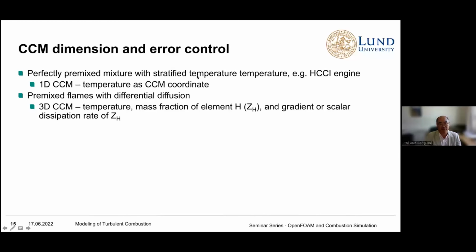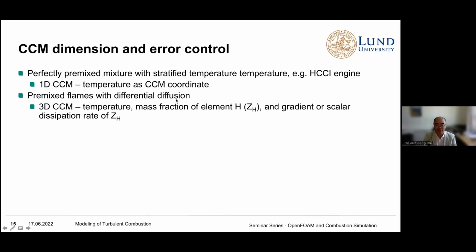perfectly premixed mixture with a stratified temperature, which is HCCI engine type of combustion, CCM can be just 1D. This is temperature. And some of you who are familiar with the earlier works of HCCI know that people used a multi-zone method to compute the HCCI engine. They group similar temperature points and do the integration using just 3 zones or 9 zones for the whole cylinder and get a very good pressure trace. So this is a typical CCM with 1D.